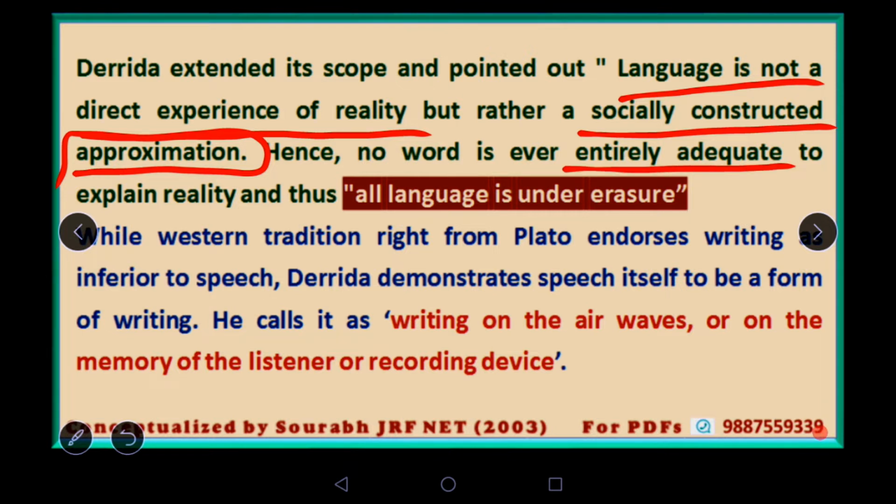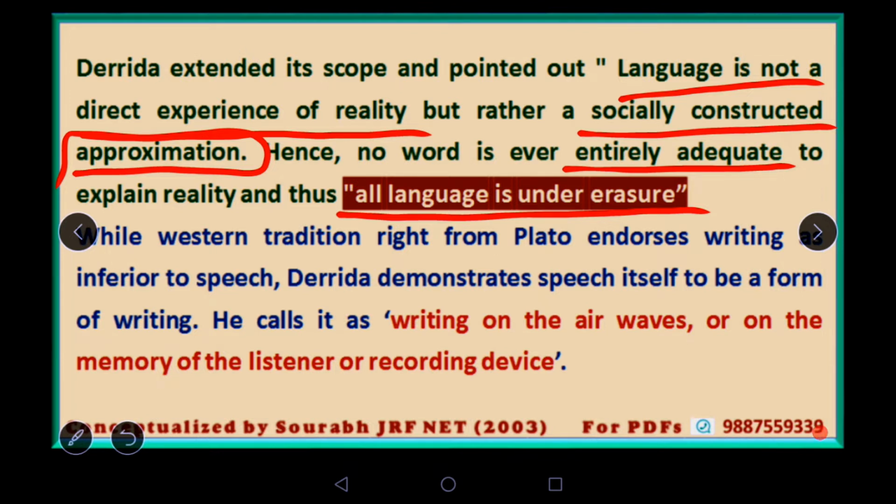Entirely adequate means that word is totally capable of producing the sense or the meaning, the final meaning to explain reality, and that is why Derrida uses a sweeping statement. क्या? All language is under erasure. All language is under erasure means हर language का हर word जो है अपने आप में inadequate है, but we cannot do away with them. We do not have any other options, so we have to retain those words, but knowing that they are not complete.